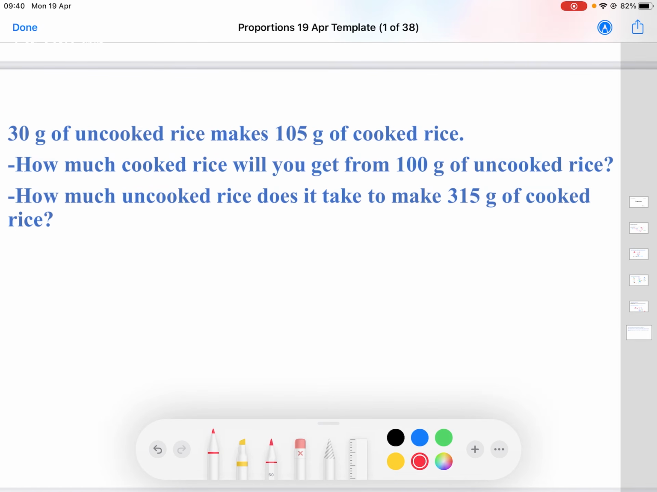"30 gram of uncooked rice makes 105 gram of cooked rice. How much cooked rice will you get from 100 grams of uncooked rice? How much uncooked rice does it take to make 315 gram of cooked rice?" So this is an example from your textbook. Let us see this. The ratio is between uncooked rice in gram to cooked rice in gram.